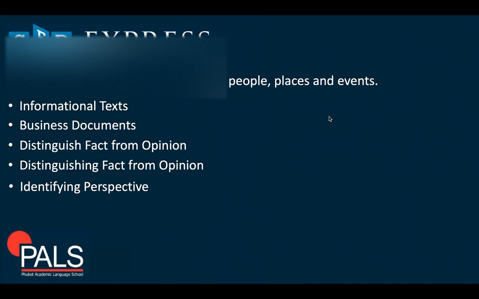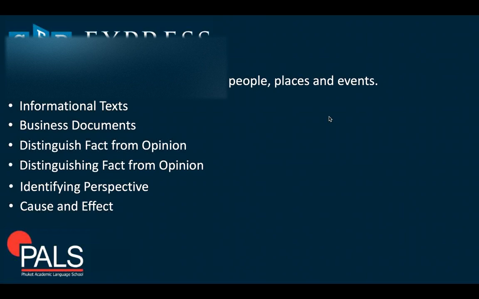Next is cause and effect. Informational texts make frequent use of cause and effect relationships. This means that one event, the cause, leads to another event, the effect. Knowledge of cause and effect relationships is often tested by asking questions about why something happens, requiring you to state the cause.